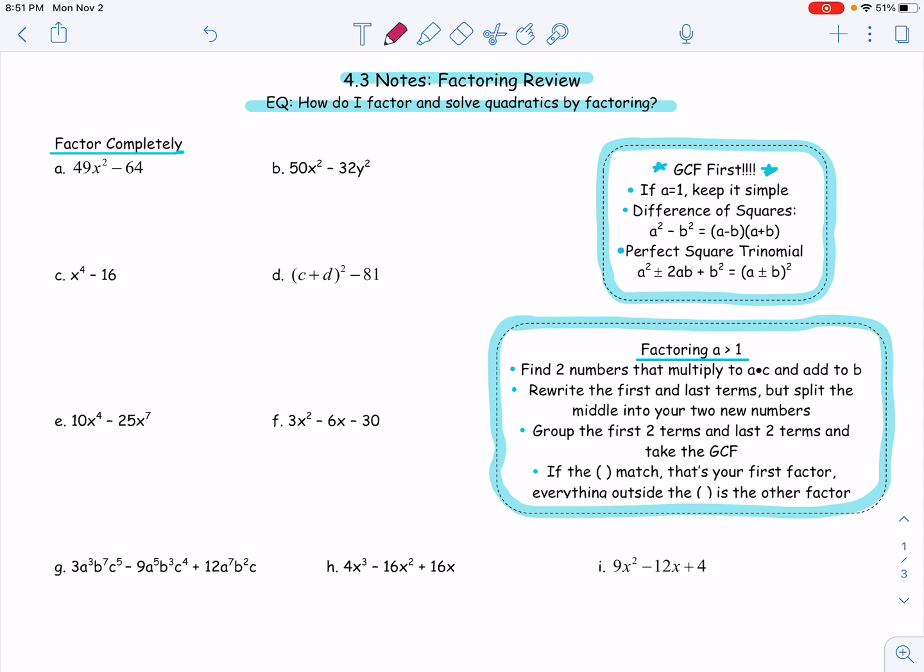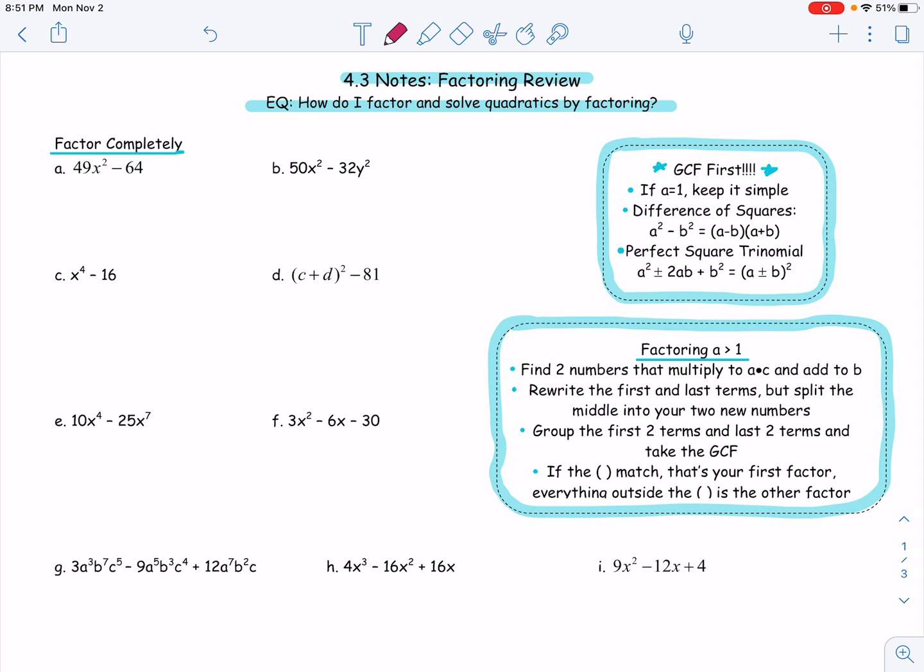So always, every time you're factoring or solving by factoring, please look out for that GCF first. Remember, GCF is greatest common factor. So if everything is divisible by 2 or 3 or 10 or whatever, go ahead and divide it out. That is going to make your life a lot easier. So always look for that GCF first.